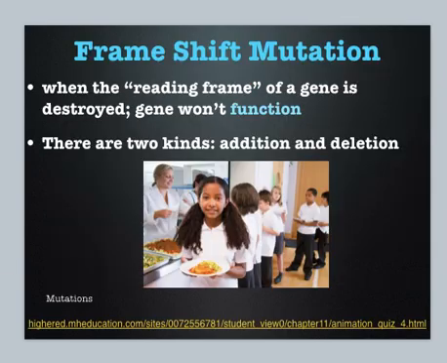Now, the other type of mutation are called frame shift mutations. That is when what we call the reading frame of a gene is destroyed, so the gene doesn't function. And there's 2 kinds. You can add nucleotides to a gene. So instead of being 90 letters long, it becomes all of a sudden 91. Or instead of 90 letters or nucleotides long, you can delete 1, it becomes 89. And now you have a problem.